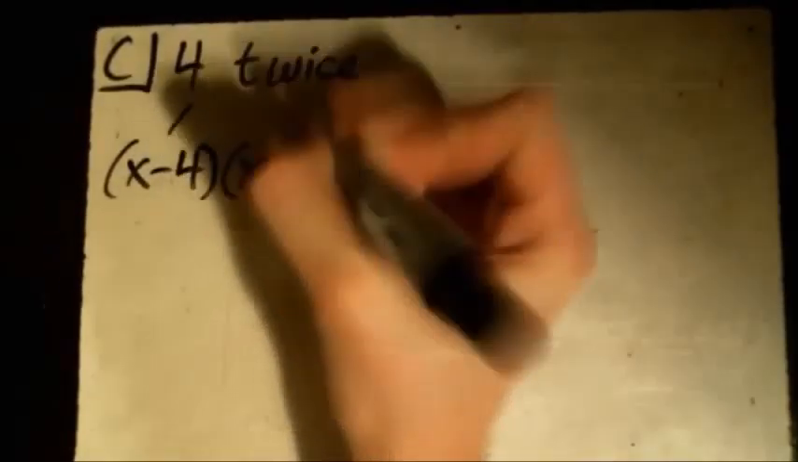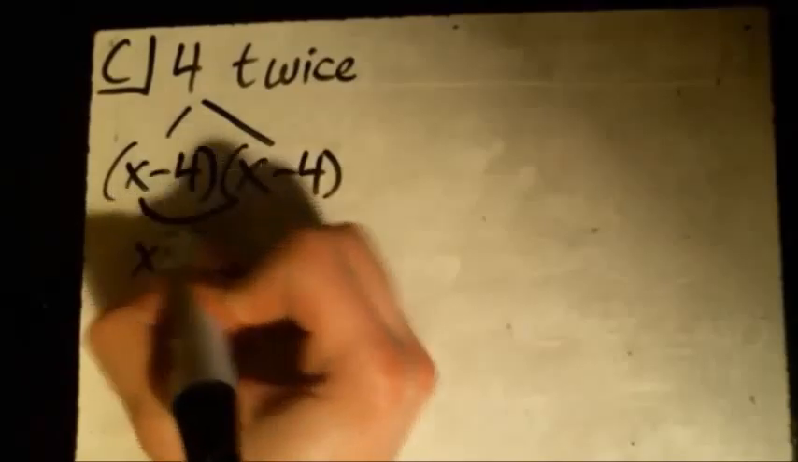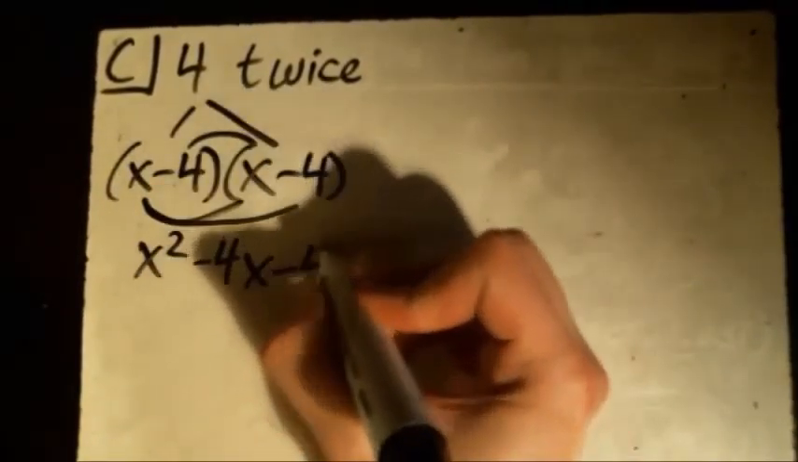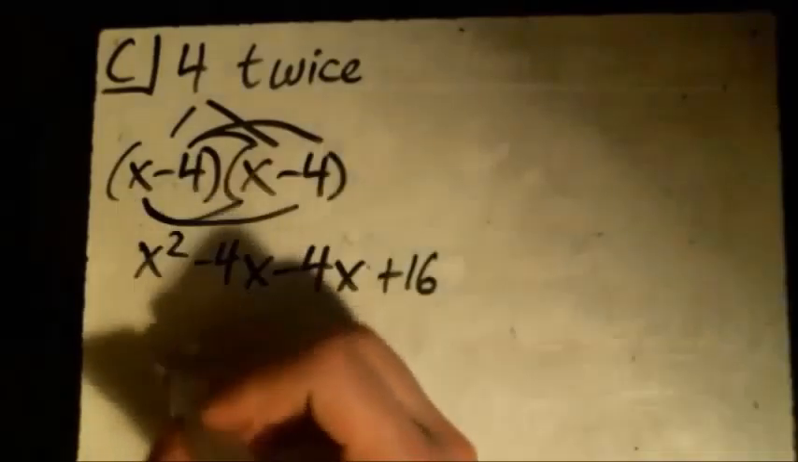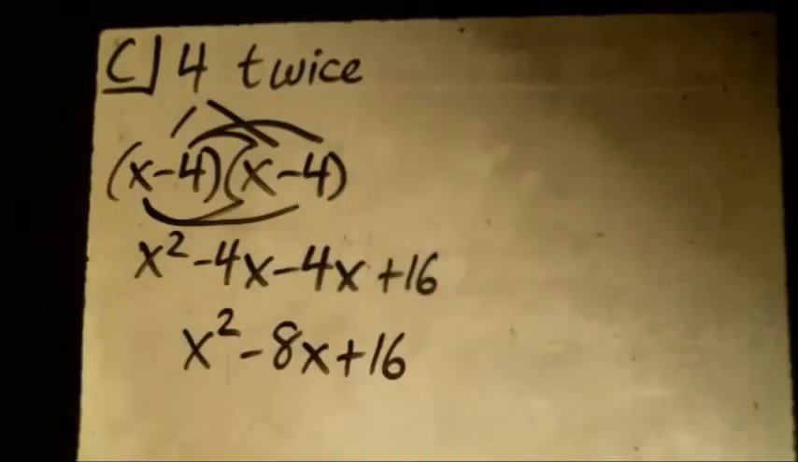For c, we have 4 twice as a root. So that means 4 is going to be our root twice. So I've got to turn this into x minus 4 once and x minus 4 twice, because if I've got it as a root both times, I have to make sure that I write it 2 times. So using FOIL, x times x would be x squared. X times negative 4 would be negative 4x. Negative 4 times x would be negative 4x. And negative 4 times negative 4 would be positive 16. So combining like terms, you get x squared minus 8x plus 16. And that's all there is to it.